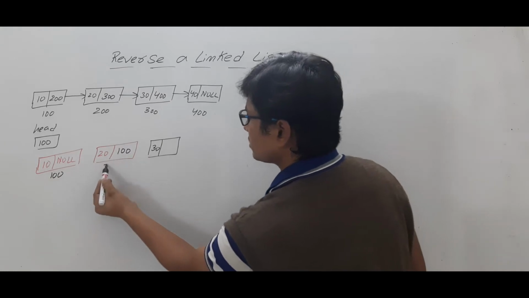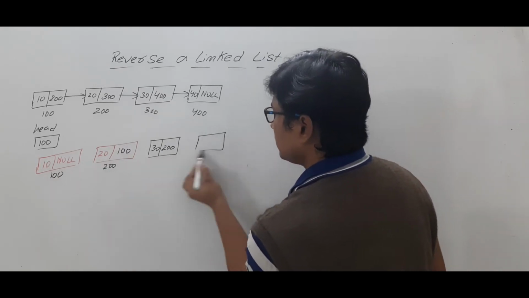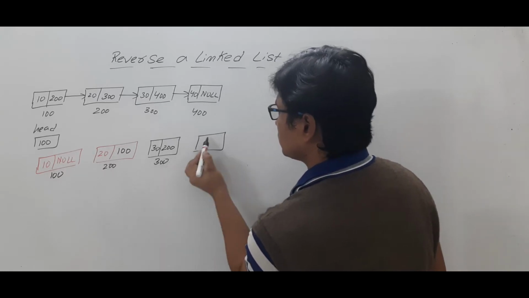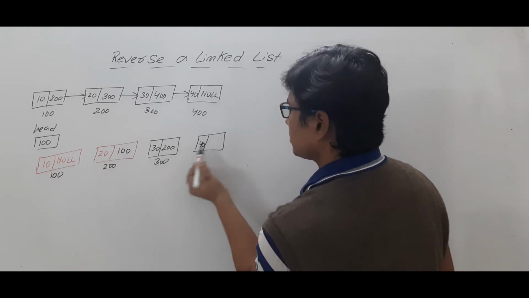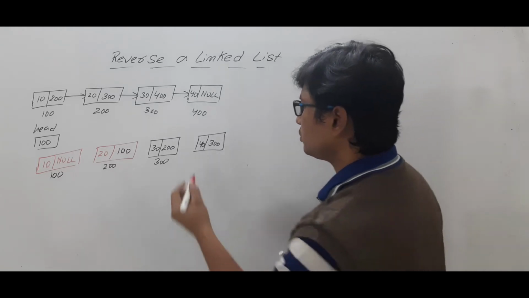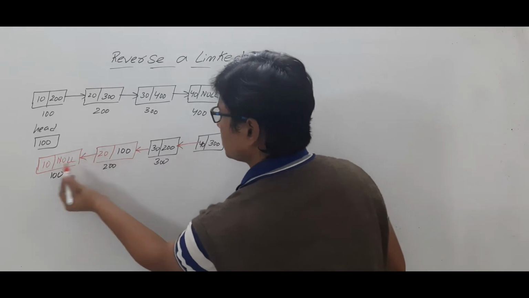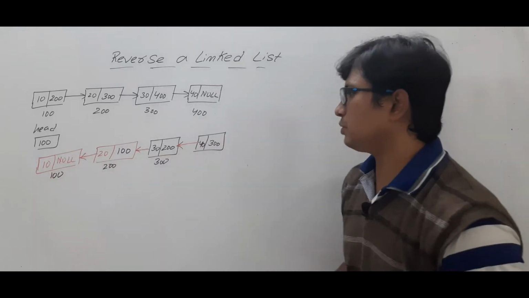So what is the address of this node? 200. So it will have 200, and the address of this node is 300. So for 40, the address 300 will be there. So now this last node is pointing to this one, and this one. This is the last node it became. Are you able to understand?